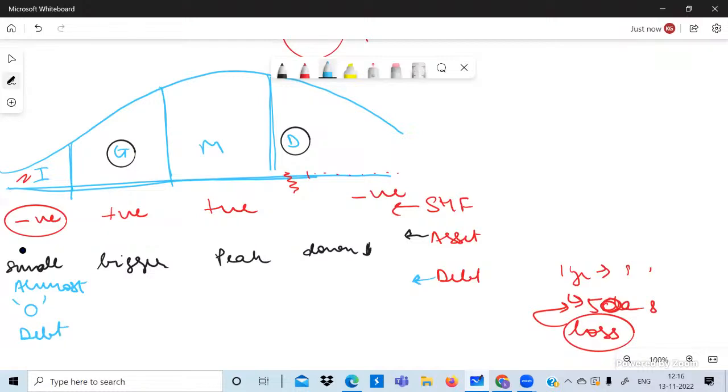Almost zero debt. Leave aside high debt or little debt. You'll have almost zero debt or maybe zero debt. Why? You've just started your business. You're hardly a profitable entity. You're not generating a lot of cash.